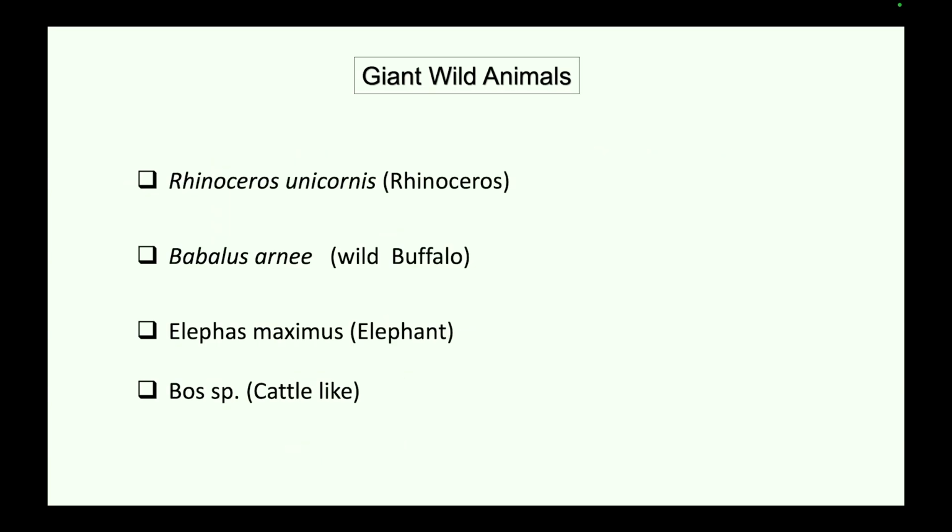If we see the giant wild animals, then the names are different species of rhinoceros, wild buffalo, elephant, and cattle. In rhinoceros, the species is Rhinoceros unicornis. Wild buffalo is Bubalus arnee. In elephant, it is Elephas maximus. And in cattle, it is Bos species.